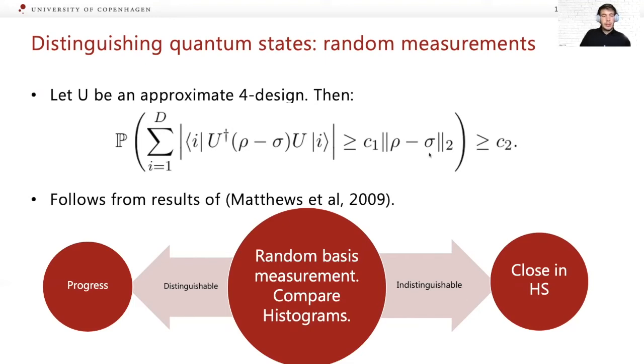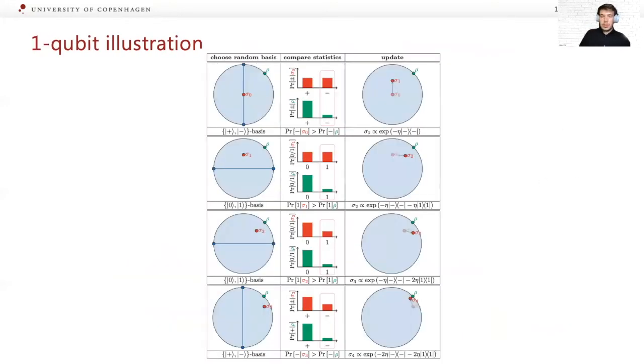And from this statement, we know that they're likely close in Hilbert-Schmidt distance. However, if this total variation distance of the histograms in this basis is large, then they are distinguishable in this basis, and we can actually make progress with the update rule I described before. So just to illustrate a bit how this algorithm works, usually we take as our initial guess the maximally mixed state. We'll see in a second why this is a good idea, but it can be thought of as some sort of maximum entropy principle.